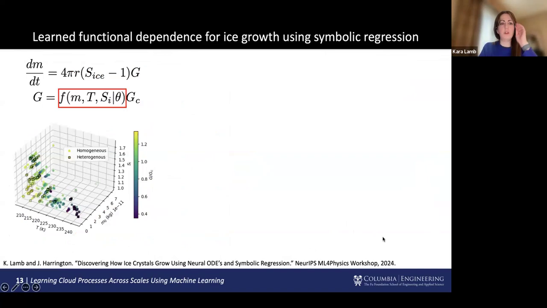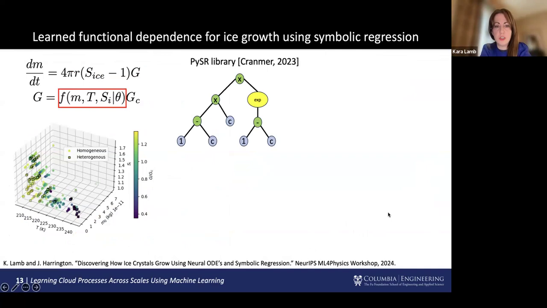And so the last thing that I've been looking at is whether we can actually come up with a functional form that can describe what the neural network learned so that we can go back to our ice growth model and have a symbolic expression that we can directly interpret. So to do that, I'm using symbolic regression. This is using the PySR library, and this is basically using a genetic algorithm to try to come up with an optimal functional form that is going to be describing this functional dependence.